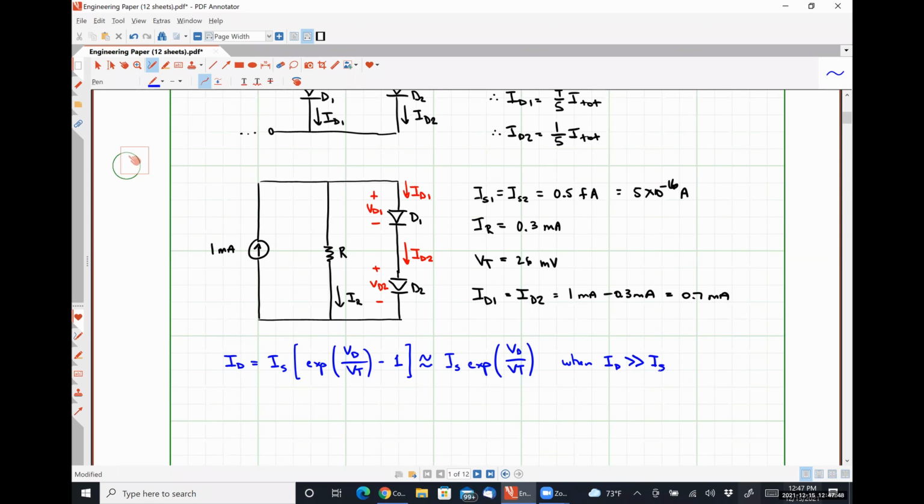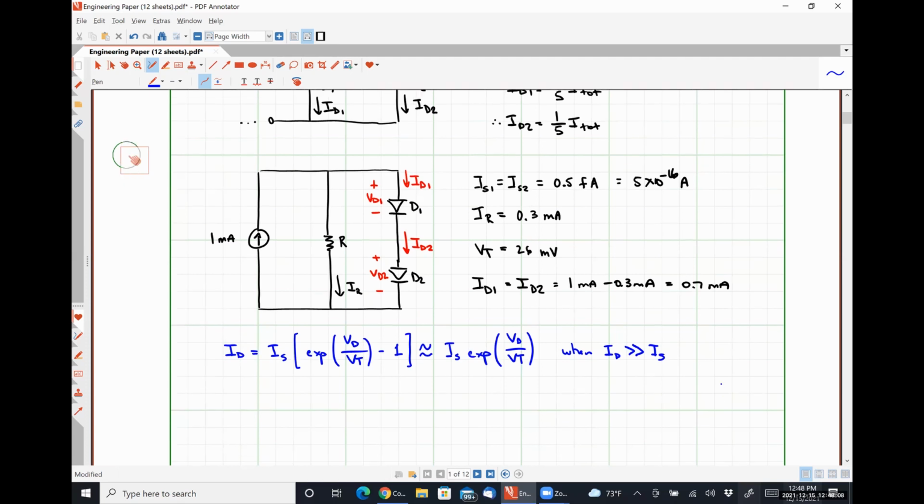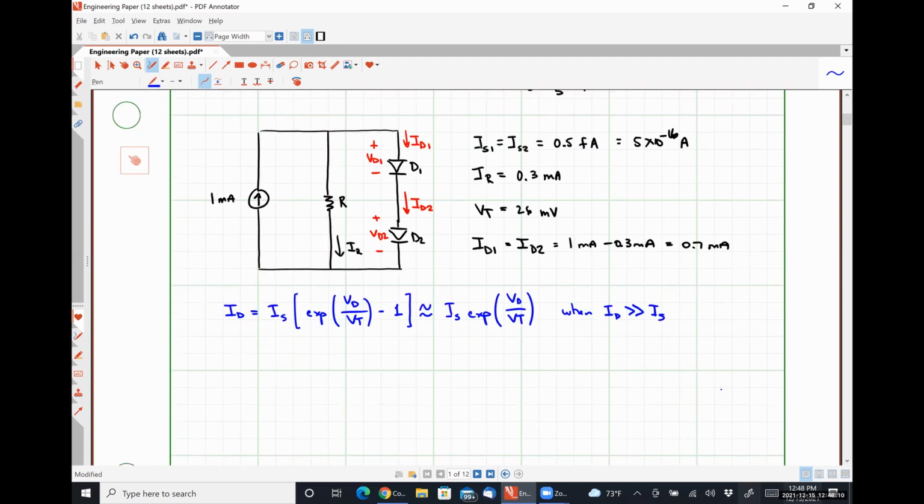Are we under such a condition? Absolutely, right? Our diode current is on the order of 10 to the minus 3 amps. Our saturation current is on the order of 10 to the minus 16 amps. So we are somewhere in the ballpark of 1 billion times larger. So I feel very strongly that that satisfies the much, much greater than condition. So we can take this simplification here and do a little bit of manipulation, right?